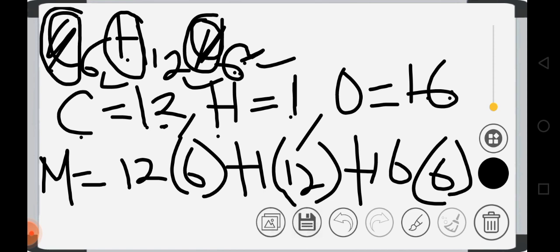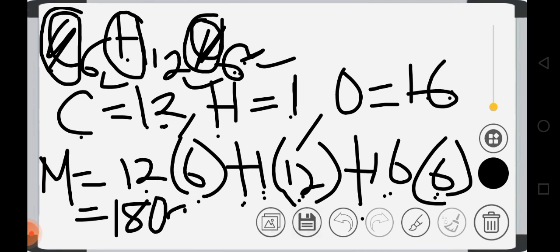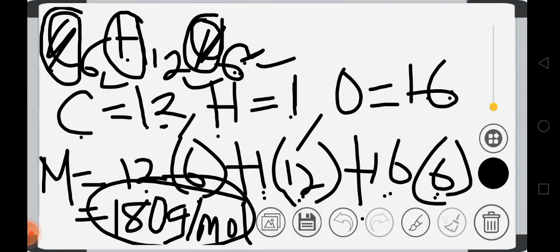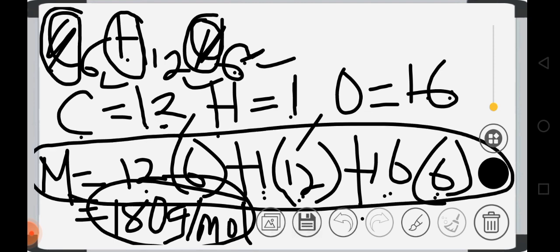So we're going to have 12 times 6 plus 1 times 12 plus 16 times 6. What is that? I think that will give us 180. That will give us 180 grams per mole. So this is the molar mass of glucose. In case they tell you the molar mass of glucose is 180 grams per mole, this is how to calculate it.